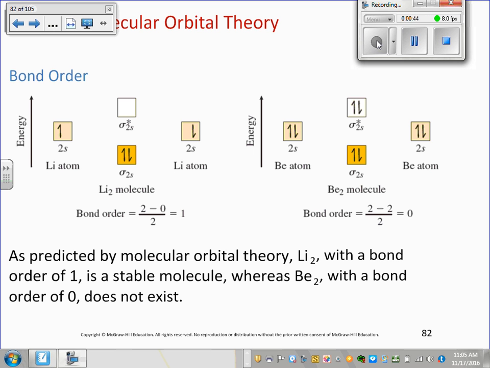If we go up to beryllium, which has two 2s electrons, it'd be a total of 4 electrons if we try to put both of them together. 2 of them go into the bonding molecular orbital, 2 of them into the anti-bonding. So it's 2 minus 2 divided by 2, which is 0. So bond order is 0. Be2 does not exist.